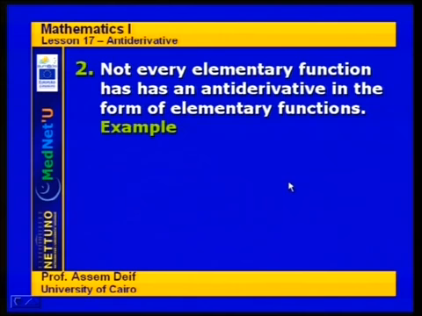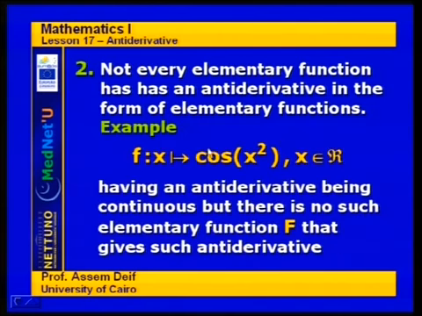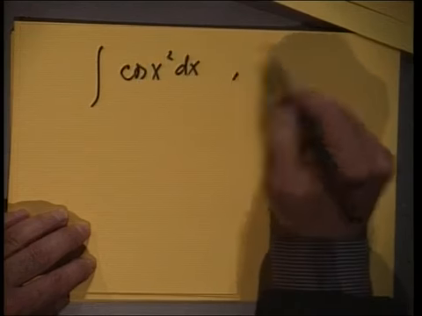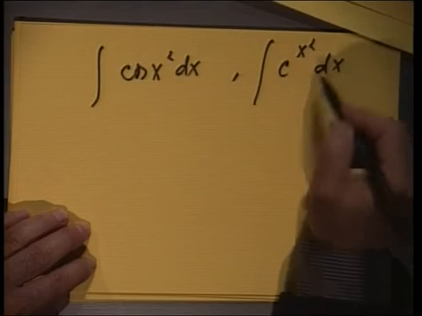Again, not every elementary function has an antiderivative in the form of an elementary function. For example, cosine x square. Some of your colleagues might tell you that we cannot integrate cosine x square, find an antiderivative of cosine x square, or for example, the integral of e to the x square dx. No, in fact we can, because these functions are continuous. They're composite functions of continuous functions, and therefore they have antiderivatives, by the first fundamental theorem. But the problem is that there is no elementary function that we know of that can represent these antiderivatives.